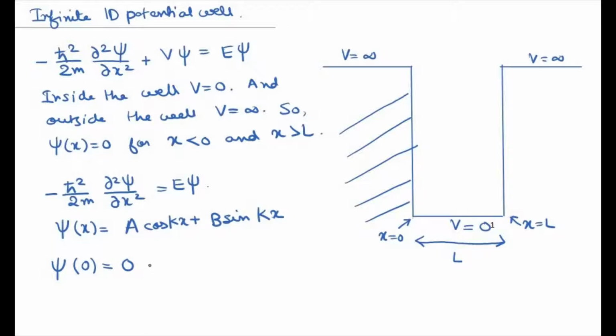If we put x equal to 0 in this equation, the sine term is already 0 when x equals 0, and the cos term is basically 1. So a is equal to 0. Now we also know that psi(x) for x greater than L equals 0, that is the wave function in this region should also be 0, because the potential is basically infinite outside the well. And since psi is continuous, psi(L) should also be 0.